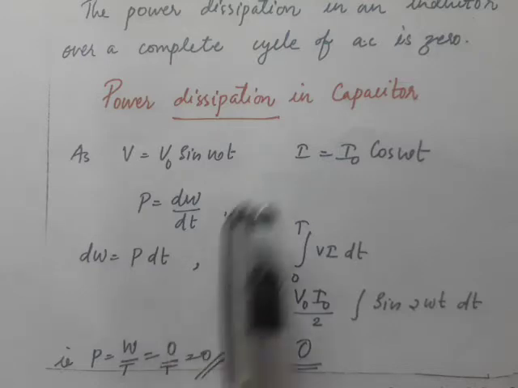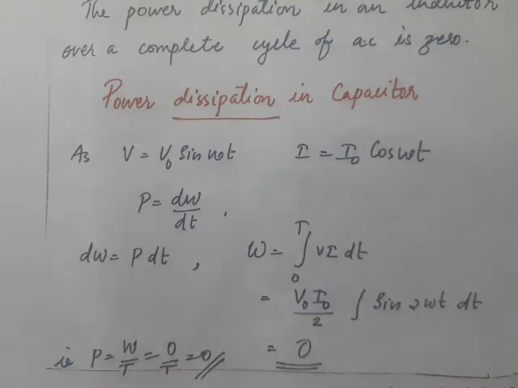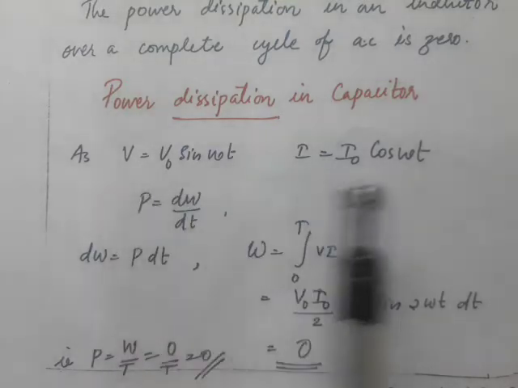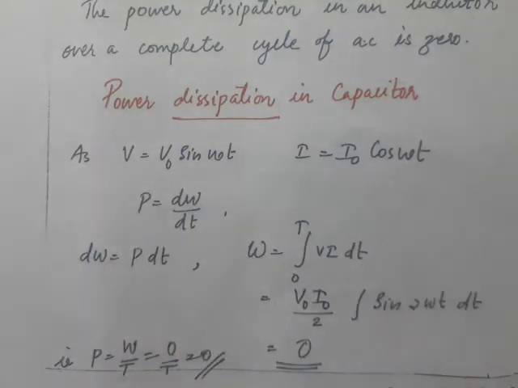Now let us consider a capacitor. We are going to check how much is the power dissipation in a capacitor. Just like the inductor, we follow the same idea. We take the voltage and current relation. V is V0 sin omega t, I is I0 cos omega t.